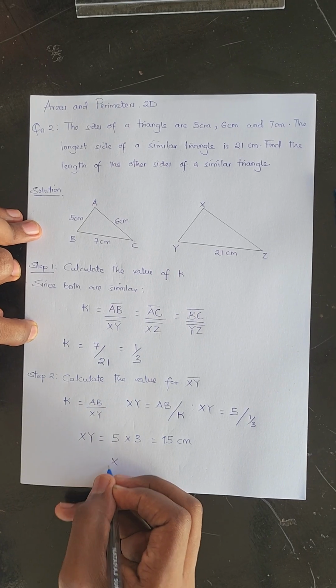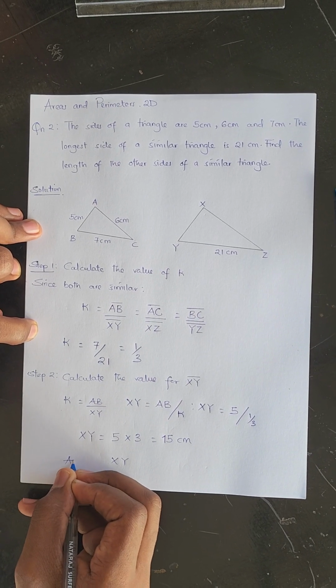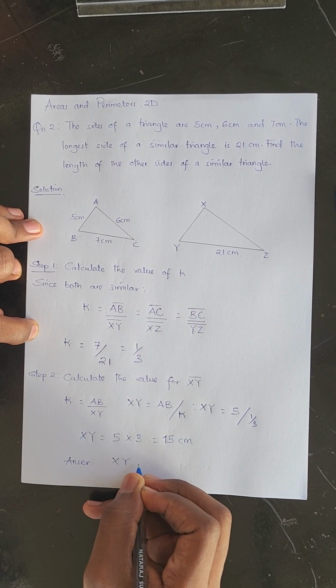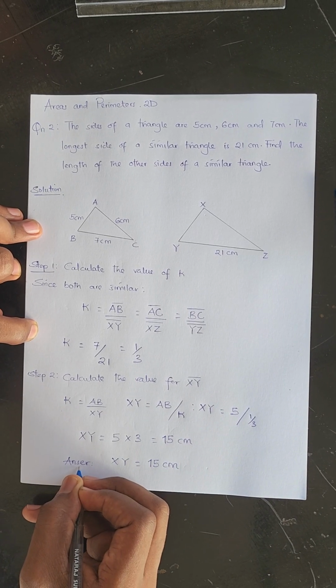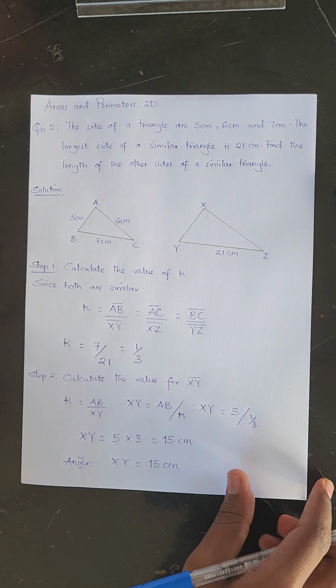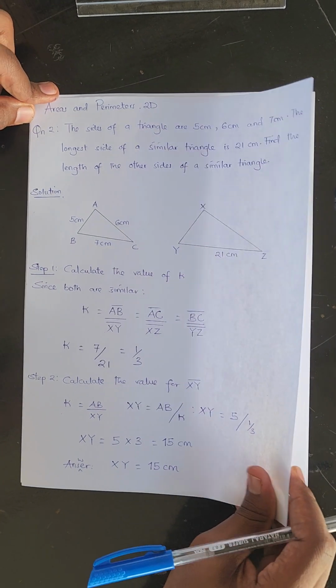So we've gotten our first side. So answer, XY equals 15 centimeters. Okay, so that is the first side.